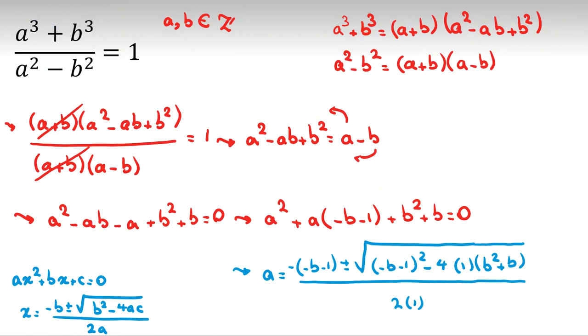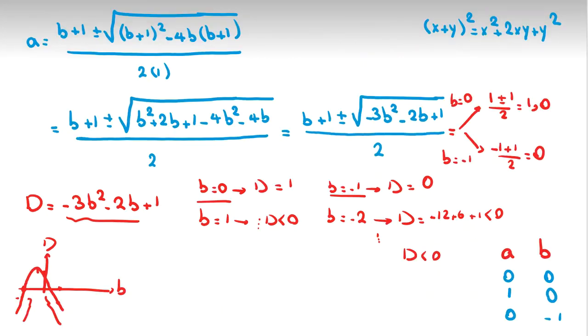And now we should check the main equation, that a cubed plus b cubed over a squared minus b squared equal to 1. For 0, 0, it's impossible because both denominator and numerator will be 0, 0 over 0. The denominator when it's 0 is undefined. If a 1, b 0, the numerator 1, the denominator 1, 1 over 1 is 1. In this part, the numerator will be negative 1, the denominator will be negative 1, negative 1 over negative 1 is 1. So we found two answers for this problem.